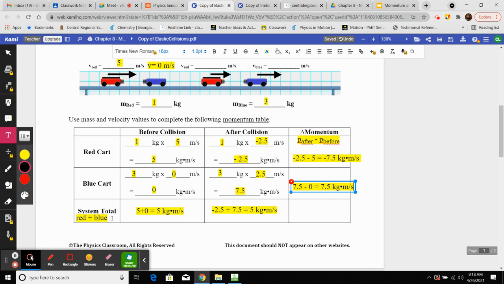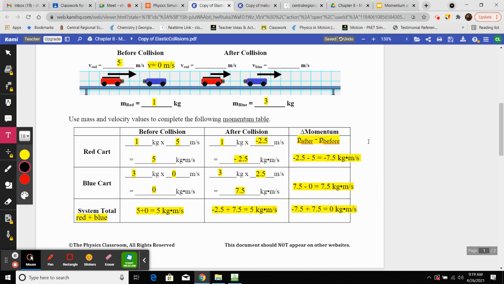And then the system total would be the red plus the blue. So we're going straight down. So negative 7.5 plus 7.5. And what does that equal? Good. 0. Okay.